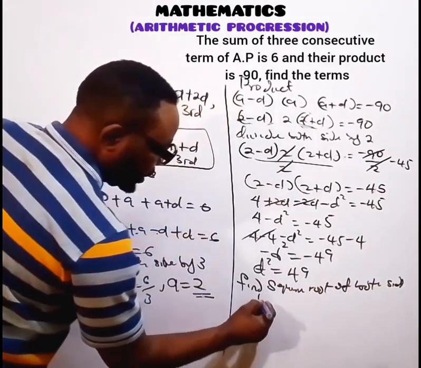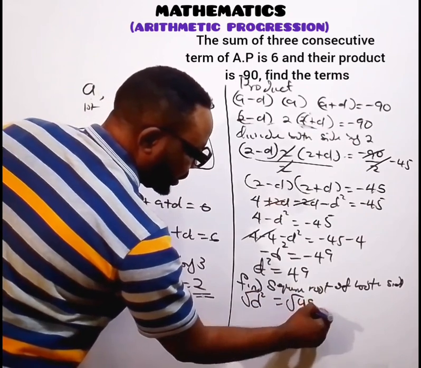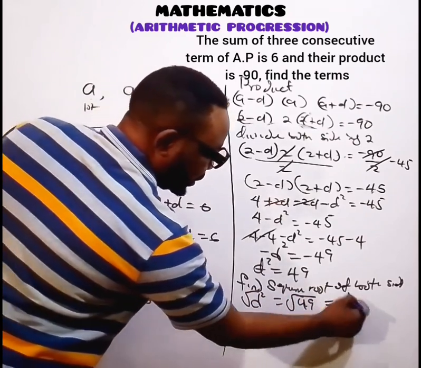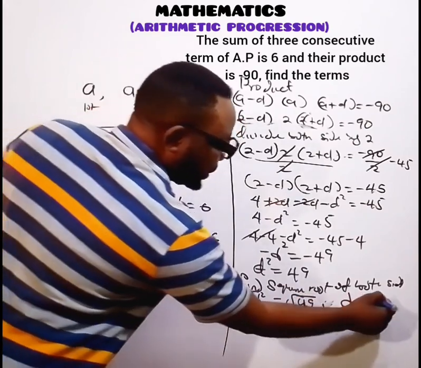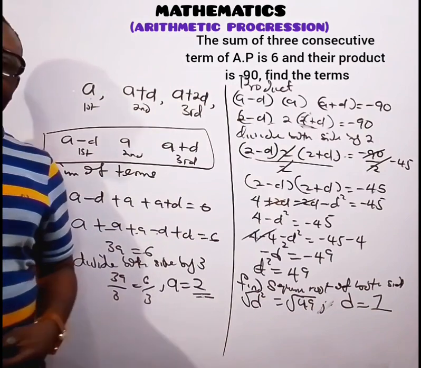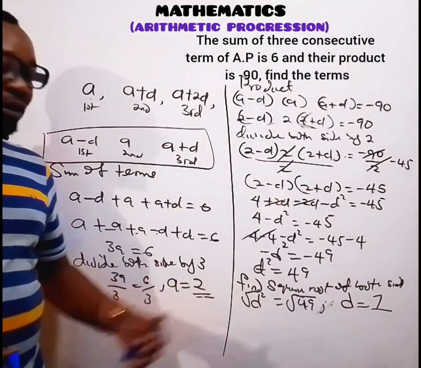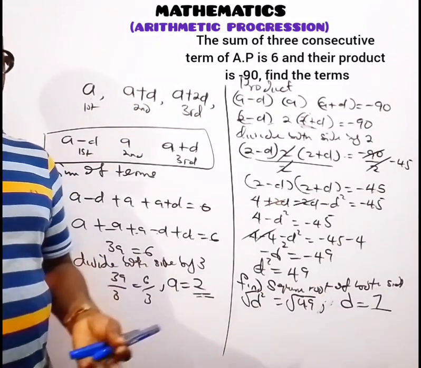We have d squared, take the square root, equal to the square root of 49. So d is equal to, what's the square root of 49? That is 7. The square root of 49 is 7. That is not the end of the question given to us.